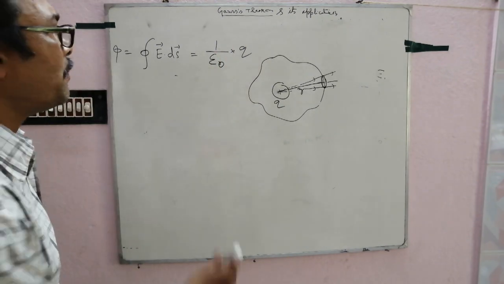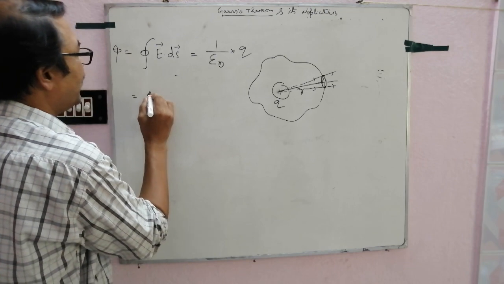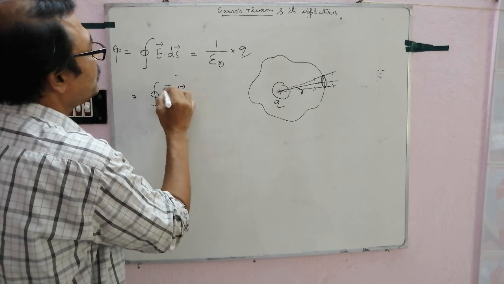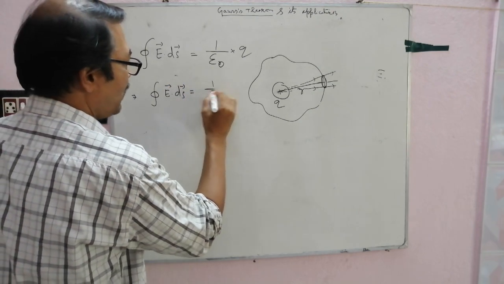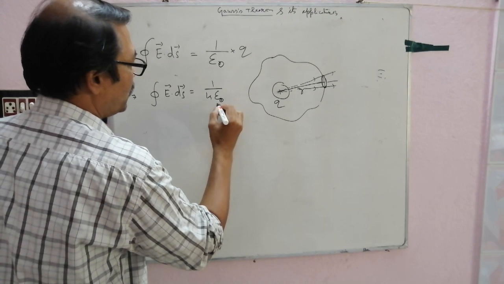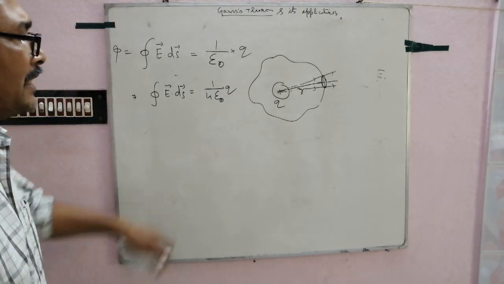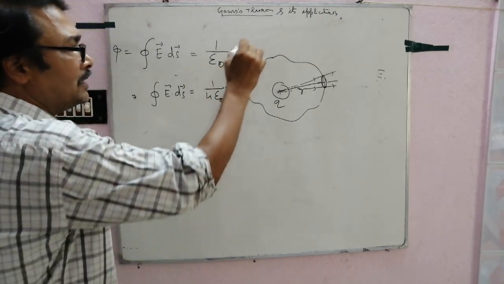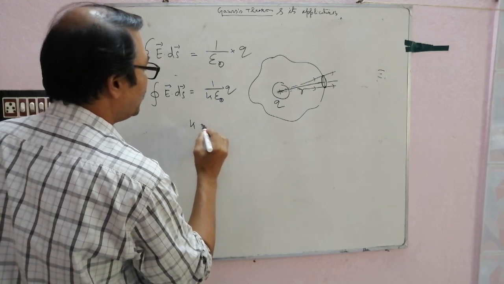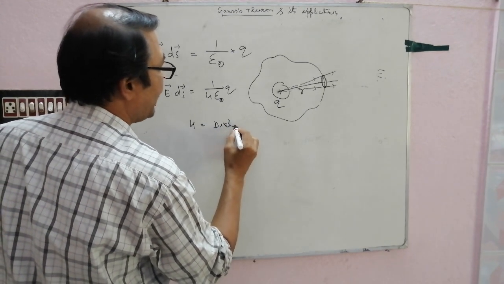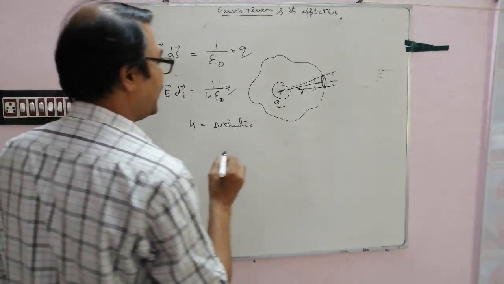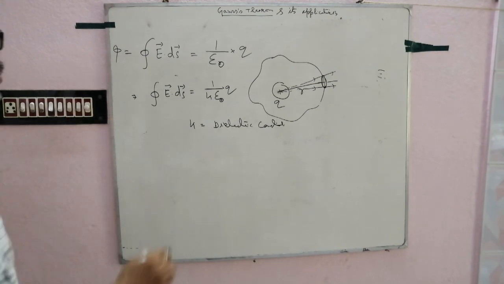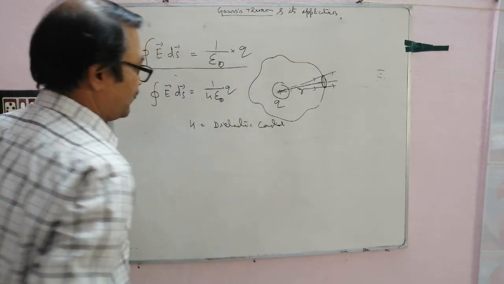Clear? Mathematically we can write in this form, in vacuum. If it is in another medium instead of vacuum, then the equation will be the integral of E dot ds equals 1 by k epsilon naught q. K is the dielectric constant or relative permittivity of the said medium. K equals dielectric constant. In my first chapter I already discussed. So this is the Gaussian statement.